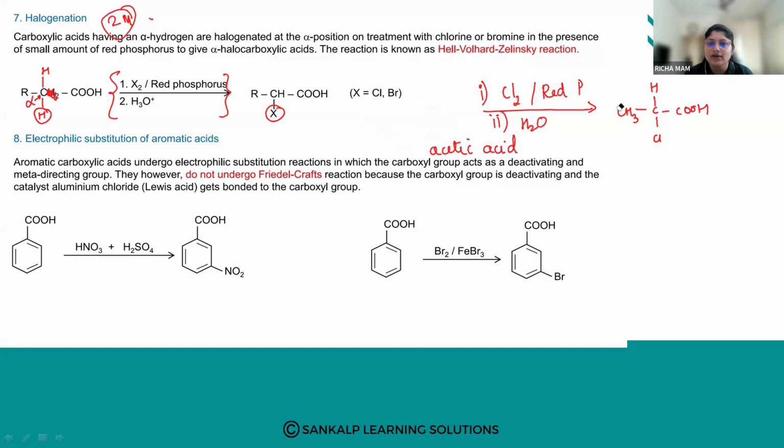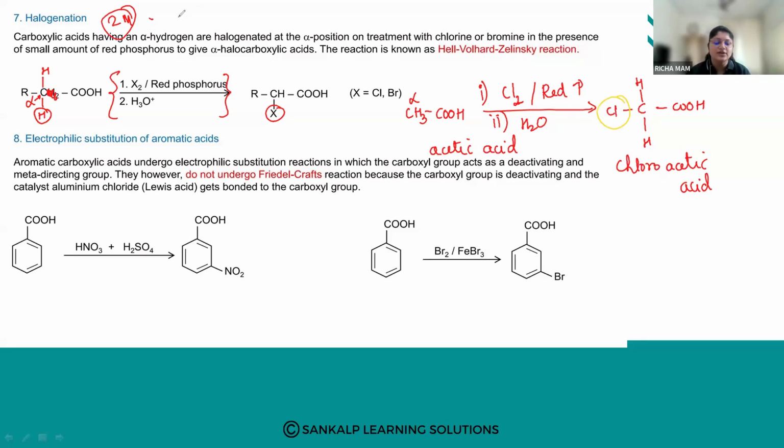Sorry, I had not taken acetic acid, it was ethanoic acid. Let me take acetic acid only. So this is our acetic acid, and this is my alpha carbon. One of the hydrogens will be replaced by Cl, and then I get COOH. So it is chloroacetic acid. I treat acetic acid with Cl2 in the presence of red phosphorus and water, and one of the hydrogens is replaced by your Cl atom.